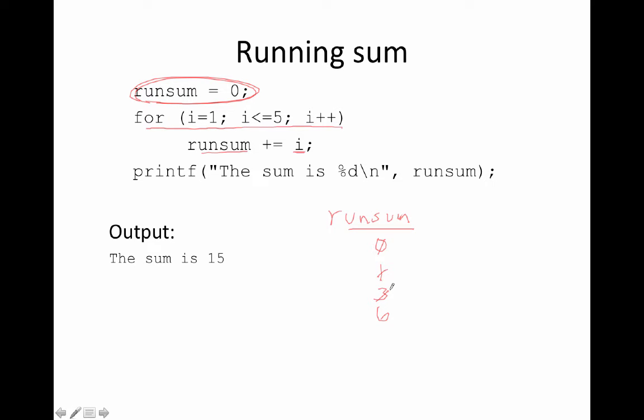Then I gets the value 4. Run sum will be 6 plus 4, or 10. Then I gets the value 5. Run sum will be 10 plus 5, or 15. Then I will get the value 6. That's what will make the condition false. And we go down to the next statement after the loop, which prints the sum is and the value of run sum, which is 15. So again, we added all of the values 1, 2, 3, 4, 5 together, but then I got the next value 6 to get us out of the loop.